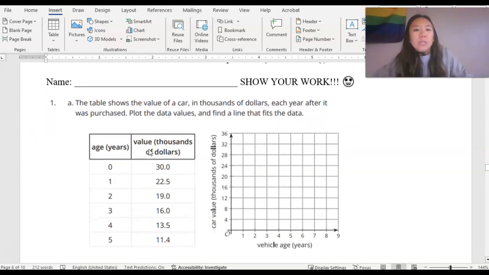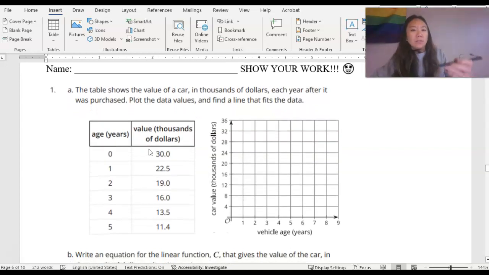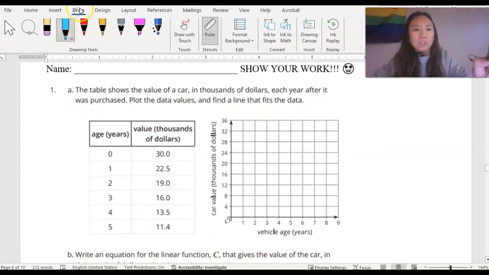A table shows the value of a car in thousands of dollars each year after it was purchased. Plot the data values and find a line that fits the data. So this is that line of best fit that we talked about a little bit earlier today.